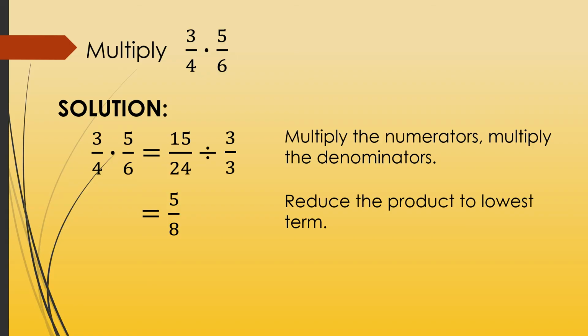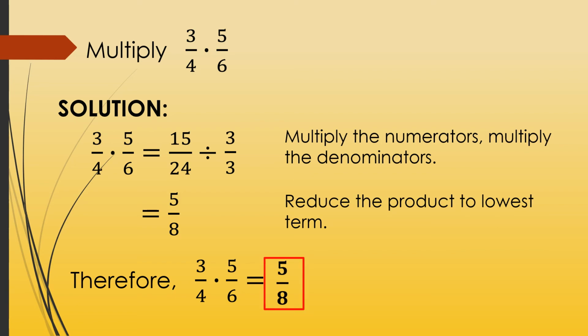15 divided by 3 is 5, and 24 divided by 3 is 8. So, the final answer is 5 over 8. Therefore, 3/4 times 5 over 6 is equal to 5 over 8. Again, ganun lang kasimple ang pagmumultiply ng fractions. Imumultiply ang numerator, tapos imumultiply din ang denominator, and then, i-reduce natin sa lowest term.